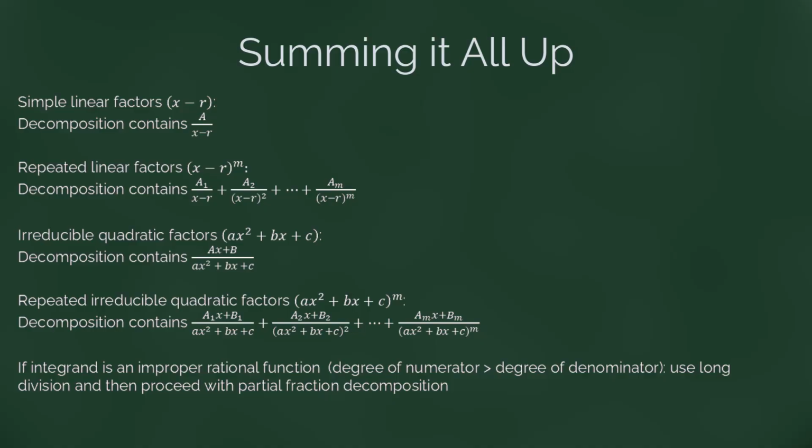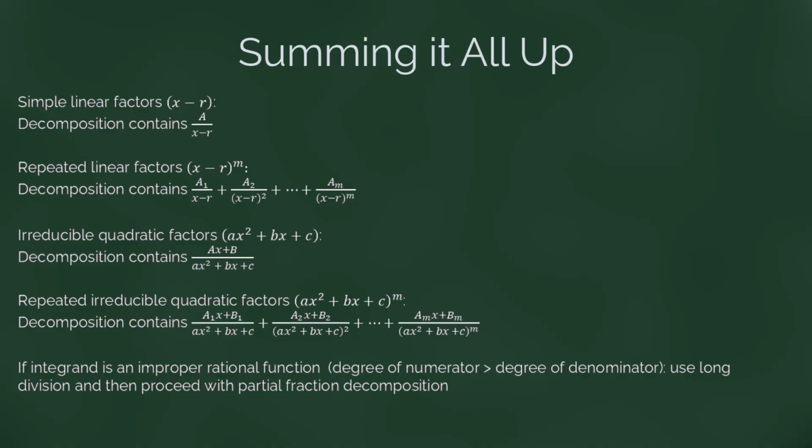If you have irreducible quadratic factors, meaning there's an ax squared plus bx plus c in the denominator that cannot be factored any further, then your numerator becomes linear. So you'll have an Ax plus B. If you have powers of that irreducible quadratic factor, you'll proceed like you did for repeated linear factors, except this time keep the numerator as a linear expression rather than a constant.